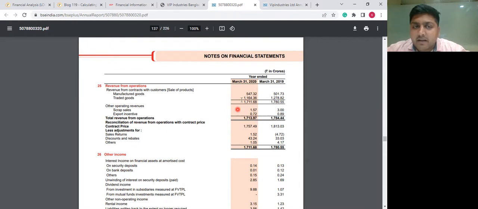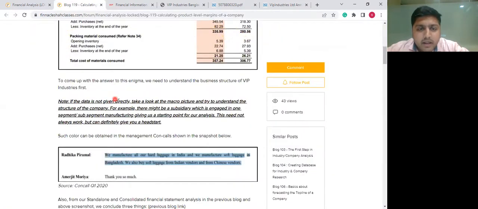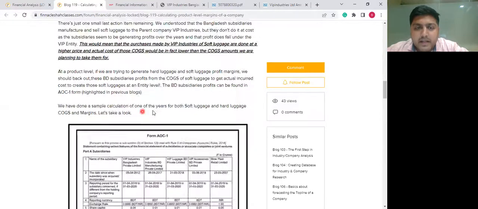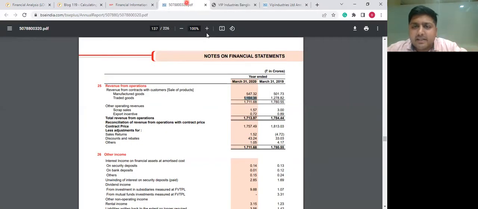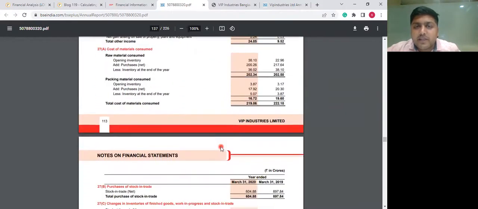You can either take soft luggage revenues from here, or you can take the percentages, the 68% which we saw from the MGT9 form, multiplied to the overall revenue. You should get more or less the same revenue figure. I'm just going to move to the blog where these calculations we have already done for you guys. So as you can see, 1168, very much approximately equal to what we see here to be 1164 soft luggage revenue. That's okay. Now coming to the COGS part.